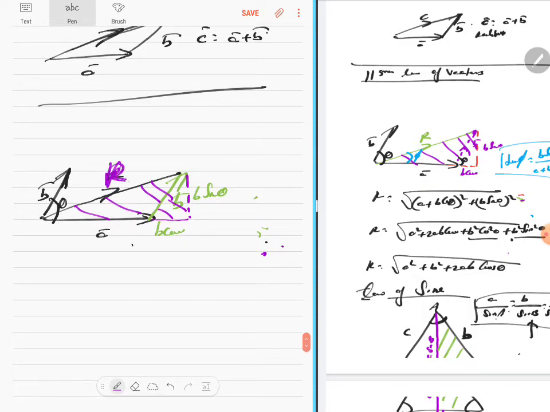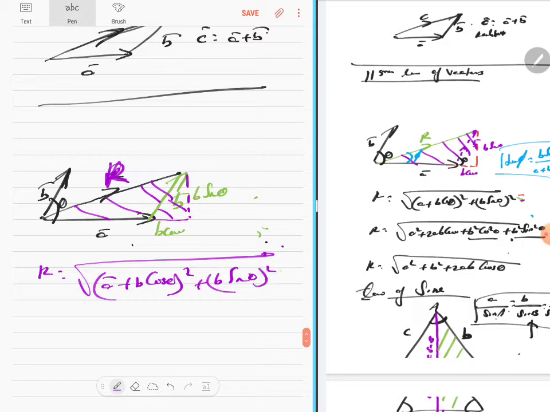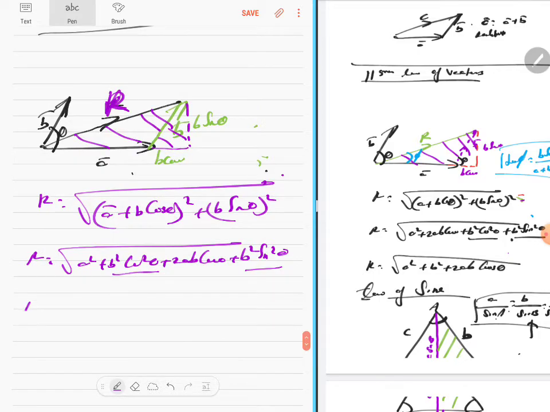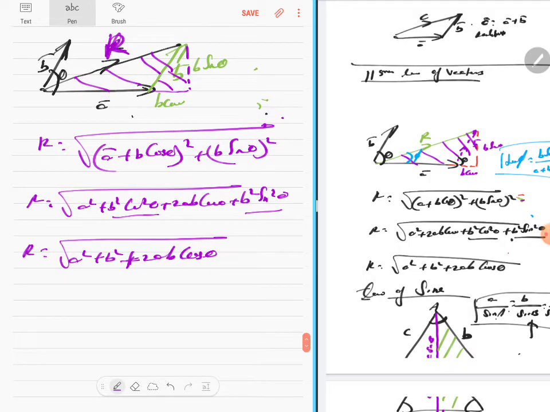hypotenuse square. Hypotenuse, which is R, is equal to root of base square plus height square, which is (A plus B cos theta) the whole square plus (B sin theta) the whole square. So R itself is root of A square plus B square cos square theta plus 2AB cos theta plus B square sin square theta. B square cos square theta plus B square sin square theta, when added, just becomes B square. So R is root of A square plus B square plus 2AB cos theta. In a parallelogram law, you get it with a plus. Just remember this, the resultant of a parallelogram.